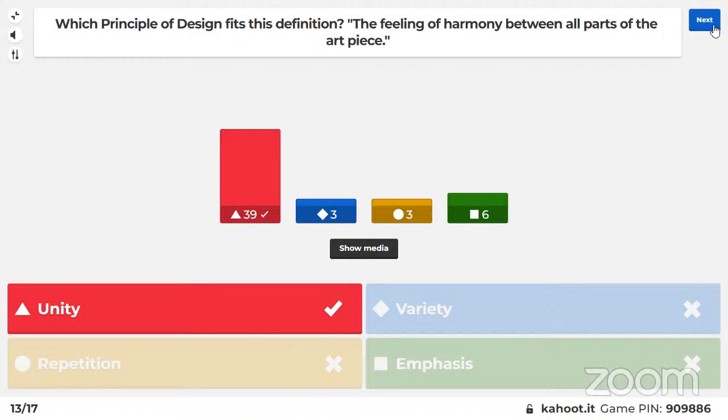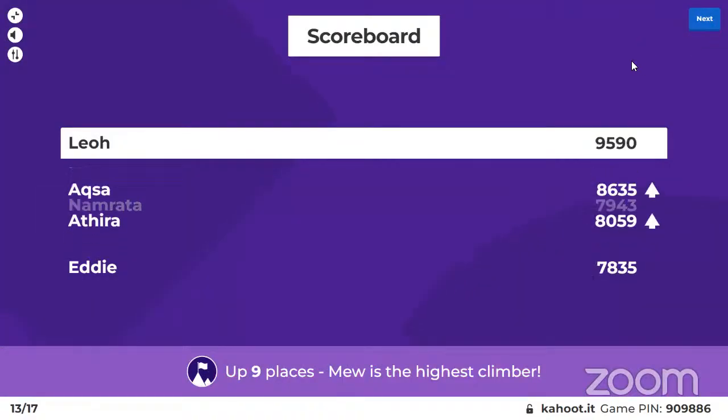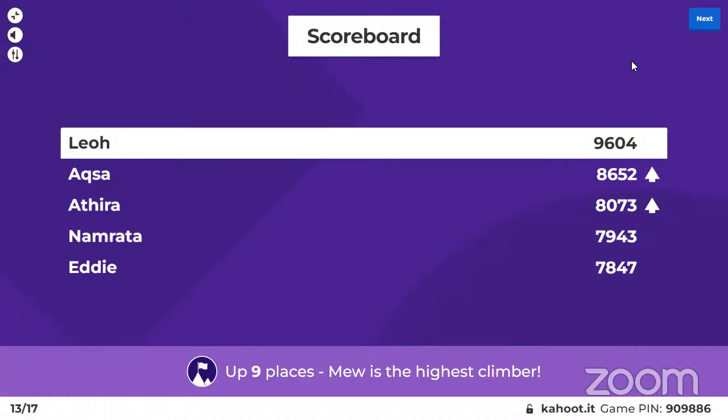Let's take a look at whether the architects have reached the top 5. No, there's no change. Still, it is the top 5 who are remaining at the podium. Leo, Aqsa, Athira, Namrata, and Eddie are the ones who are still there at the podium. I think there's been a slight change between Aqsa, Athira, and Namrata. The rest, all things remain the same. Leo has taken a leap jump at 9,600 points. The gap between Leo and Aqsa is 1,000 points. Meanwhile, climbing 9 places up is the highest climber.